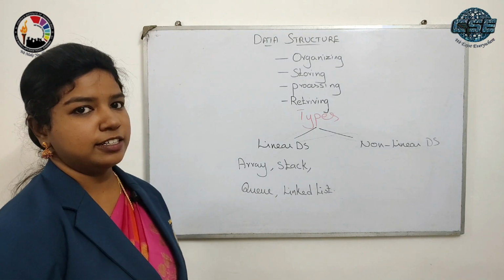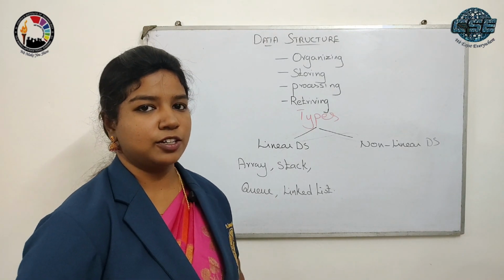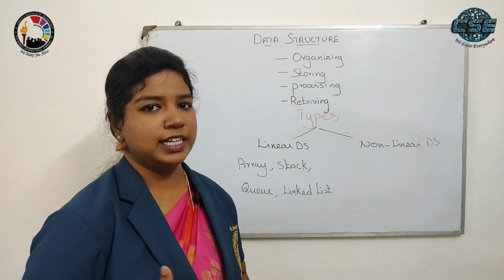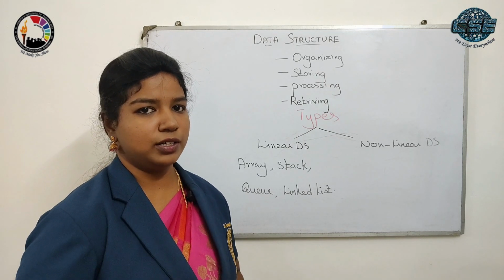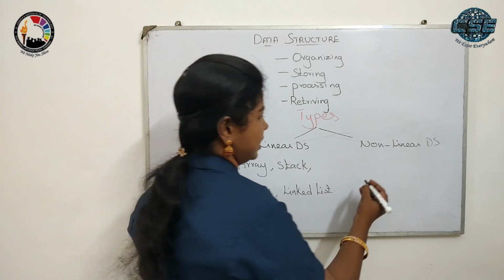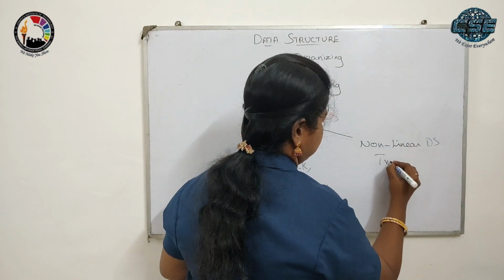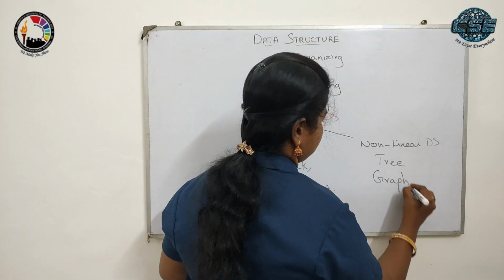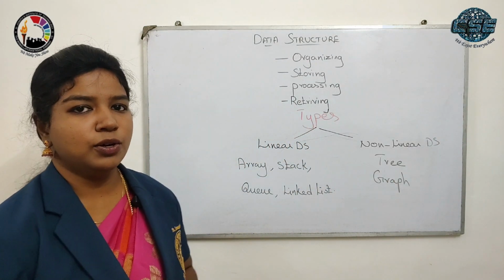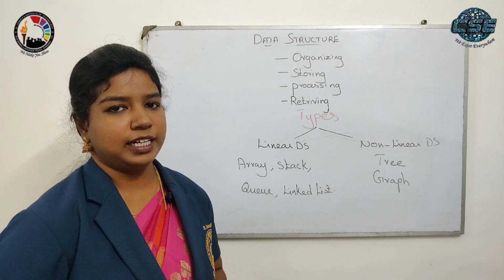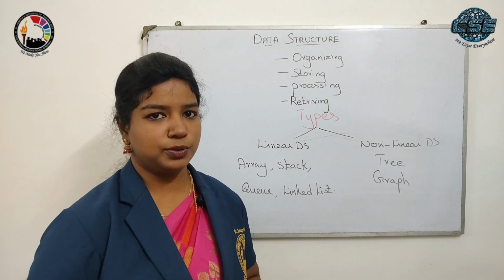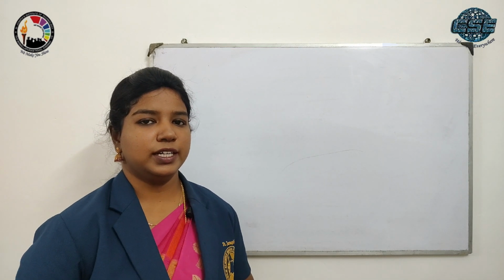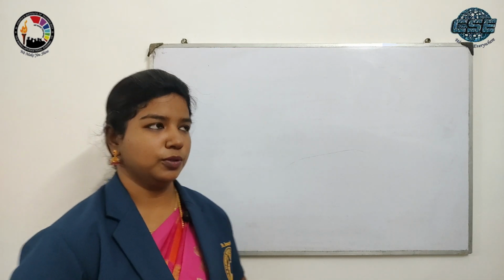A non-linear data structure is one where the elements are not stored linearly or sequentially, which cannot be accessed easily through the previous or the next node. So the examples of non-linear data structure are tree and graph. So next we see what is a linked list and how the node is created using the node structure. Before going into linked list, we should know what is a node and how to create the structure for the node.